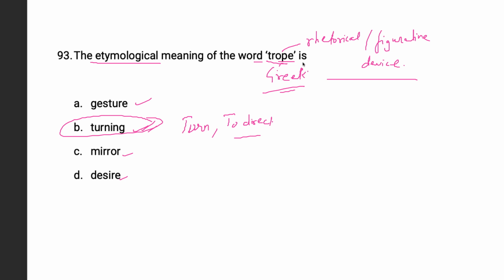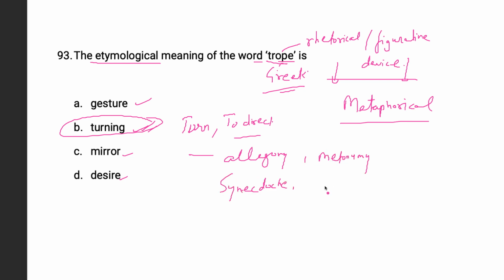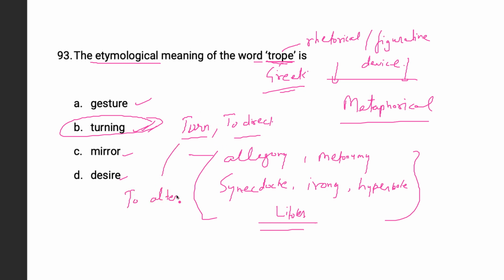When we use any word in its rhetorical sense or figurative or metaphorical, it is a trope. Famous tropes are allegory, metonymy, synecdoche, irony, hyperbole, and litotes. So the use of these devices amplifies the literary effect. So these are called tropes. It means turn, to alter. It also means to direct.